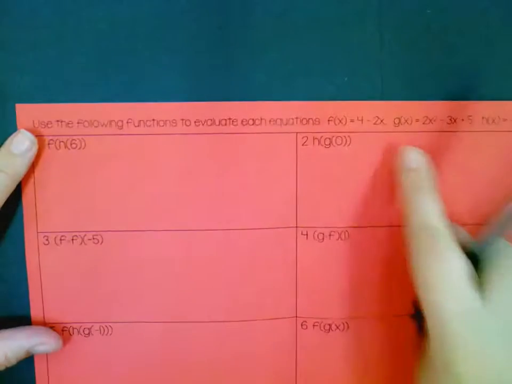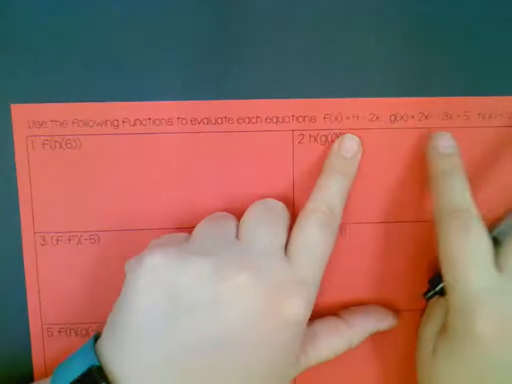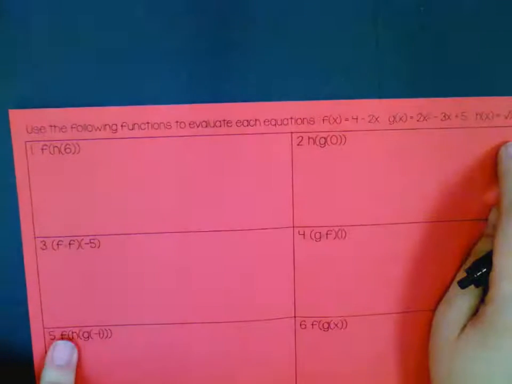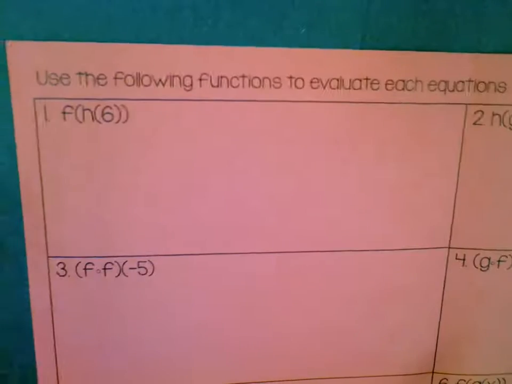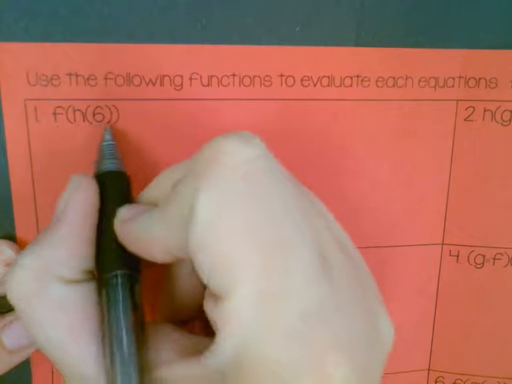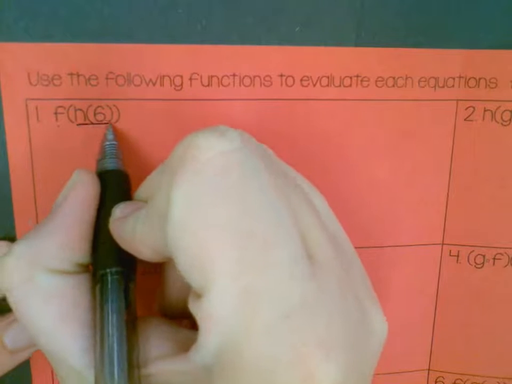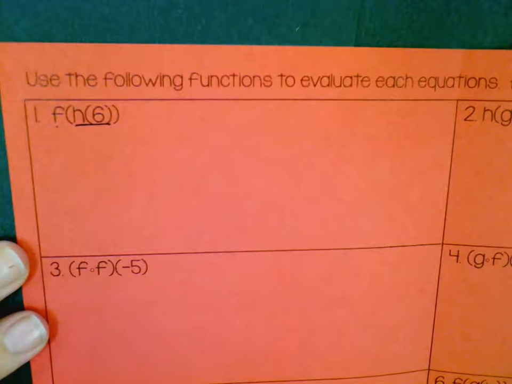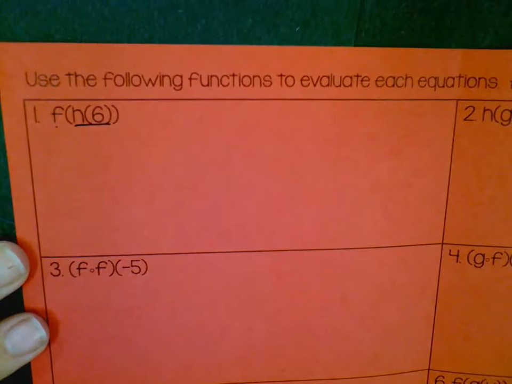We have our three different functions at the top, f, g, and h, and then some various operations to do with them. Let's zoom in a little bit and start right on number 1. This says we're doing f of h of 6, so we're plugging h of 6 into f. First we figure out what we get when we plug 6 into h, and then we take that answer and plug it into f. So it's like two parts.